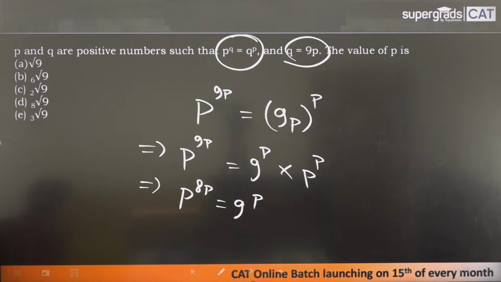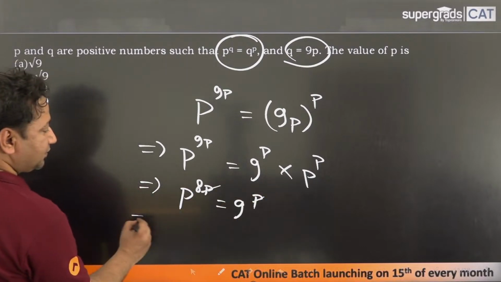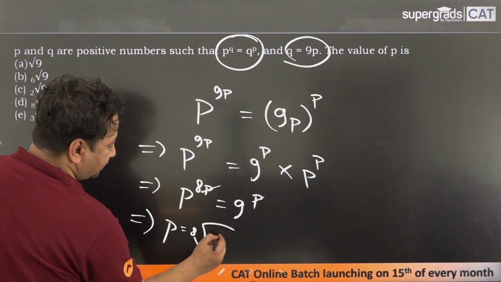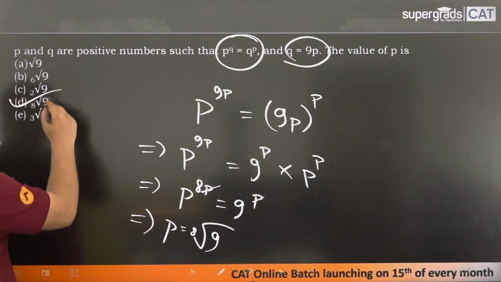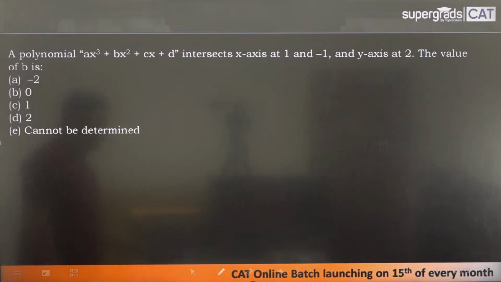Of course, it's D. Adam, again up. The value of P is 8th root of 9, which is option D. Great. This is a question just to build the concept. Now we go to another question.